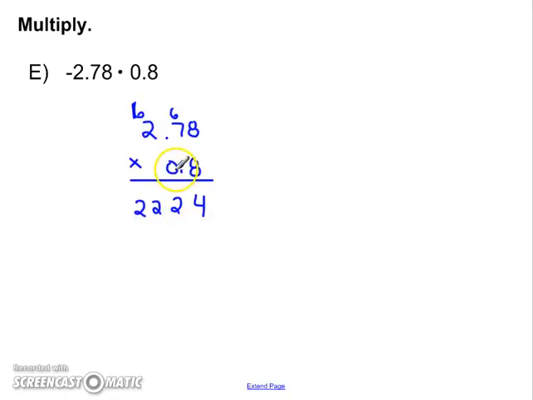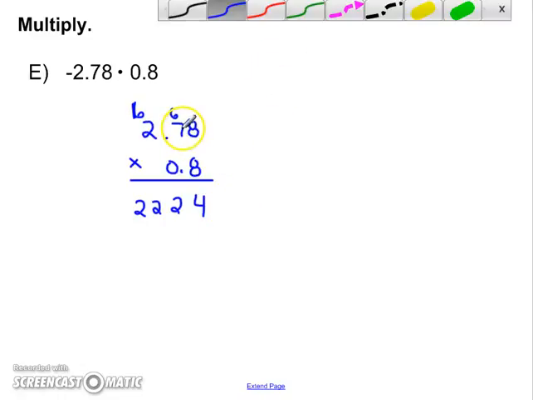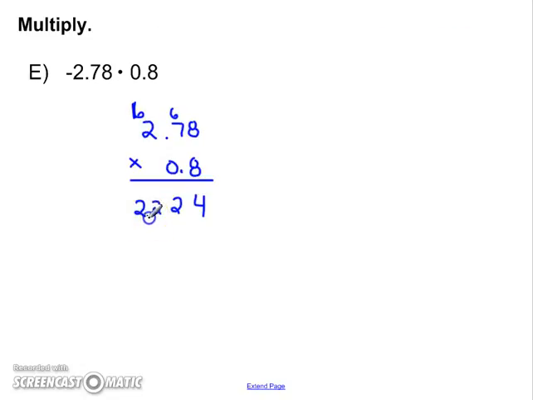Right, now again, you could multiply, go with your placeholder and multiply 0 times 8, which is 0. 0 times 7 is 0. 0 times 2 is 0. But you don't have to, because again, you notice we'll get this row of zeros right here. So knowing that's the case, you don't actually have to, but if you want to, go ahead and do it. Alright, notice that we have 2 decimal places here. We have 1 decimal place here. That is a total of 3. So I need 1, 2, 3 decimal places in my solution. So 2 and 224 thousandths.